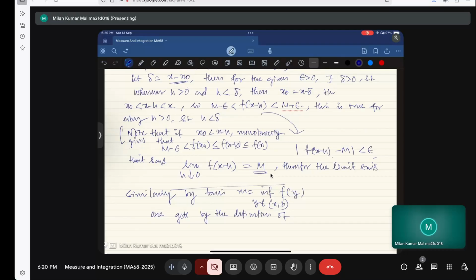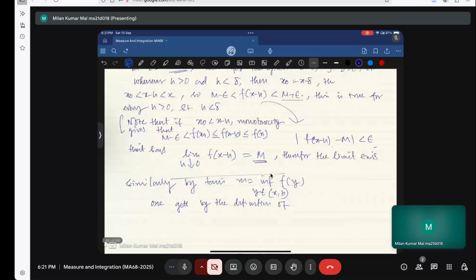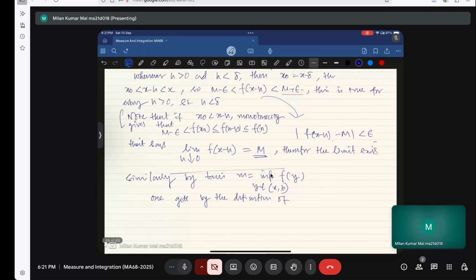Because x minus h is less than x, this is less than epsilon because x minus h is in the interval. This is less than or equal to m. This is less than m plus epsilon. So here we are using the fact that m is the supremum of f over the interval a to x, and as x minus h is inside that interval, we have this particular thing.